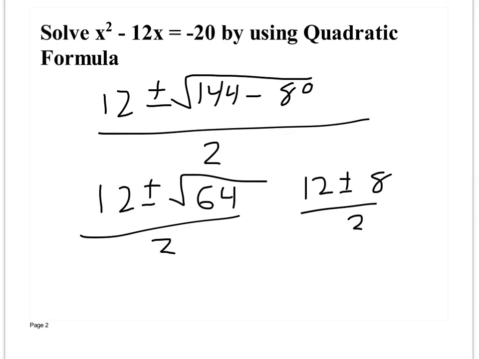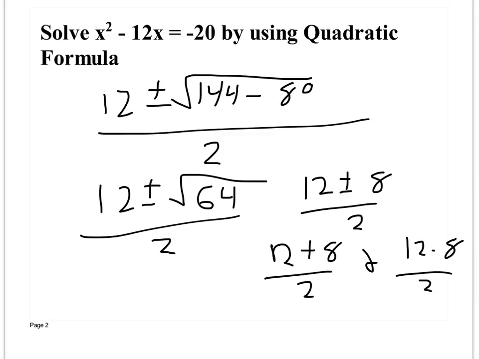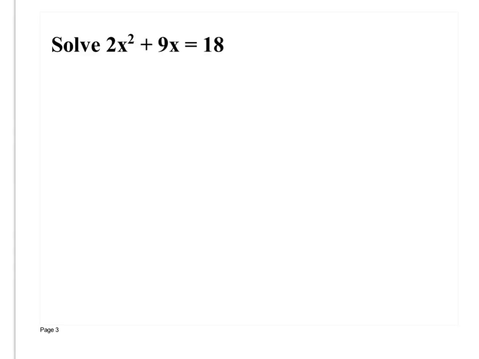So what you do is you have to do both 12 plus 8 divided by 2 and 12 minus 8 divided by 2. 20 divided by 2 is 10. 12 minus 8 is 4. 4 divided by 2 is 2. So those are your two answers. It crosses at 2 and at 10. Those are your x-intercepts.